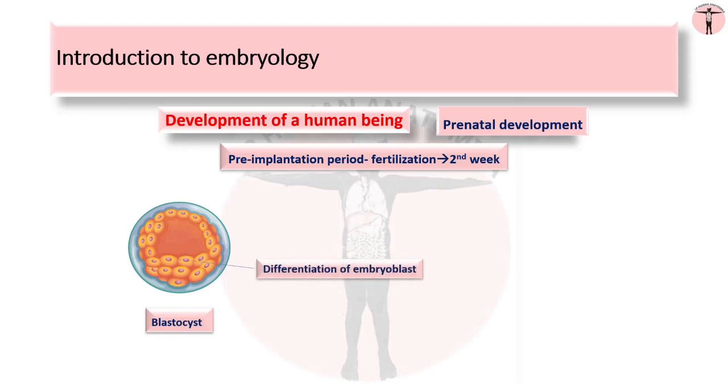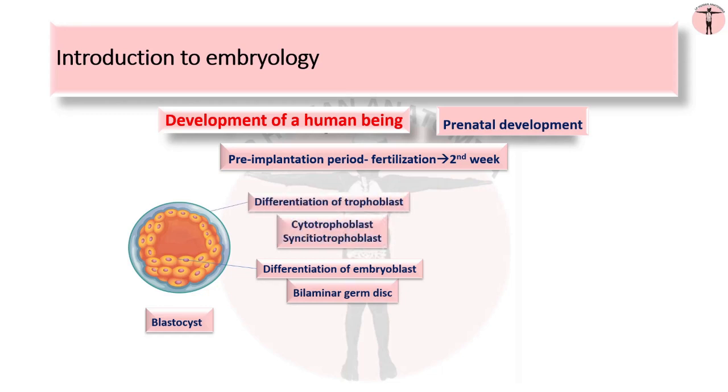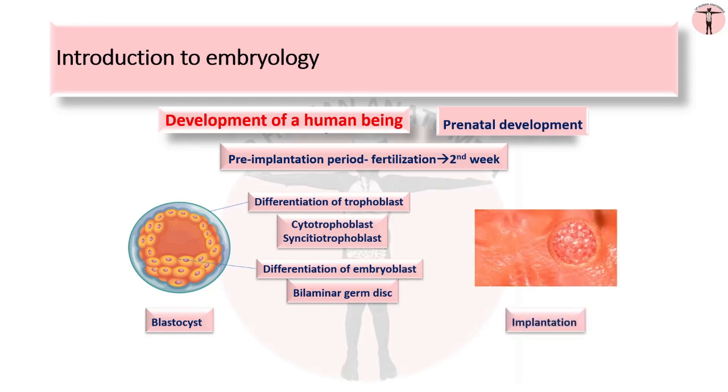Embryoblast differentiates into primitive 2-layered germ disc called bilaminar germ disc. Trophoblast differentiates into cytotrophoblast and syncytiotrophoblast. And initiation of implantation into the wall of the uterus. These are the changes occurring during the first part of the embryonic period.